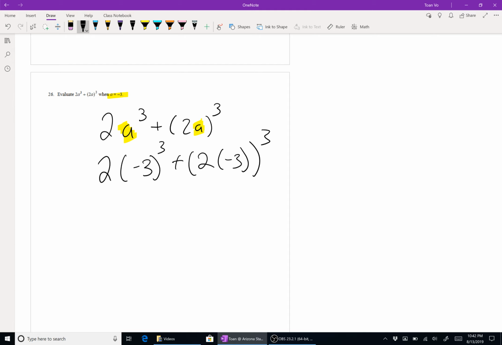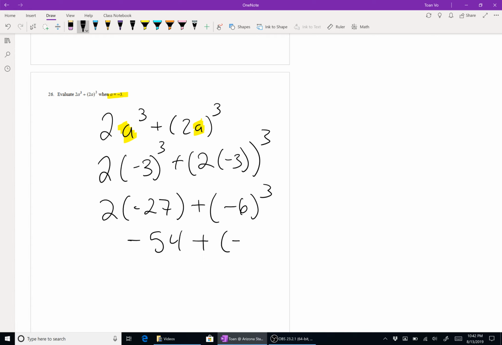On the left here, -3 cubed is -27. Inside the parentheses is a -6. And then do math. -27 times 2 is -54. Plus -6 cubed is -216. And then you go ahead and add those together. That gives you -270.